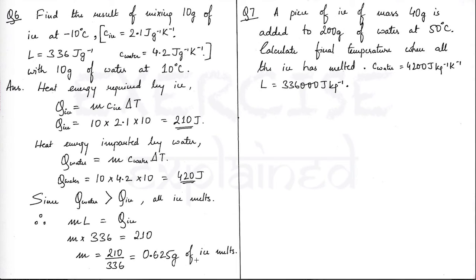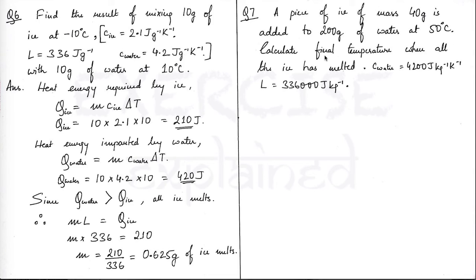Coming to question number 7, calorimetry exercise 11B, ICSE 10th. A piece of ice of mass 40 grams is added to 200 grams of water at 50 degrees Celsius. So there is water at 50 degrees Celsius in which we add a certain amount of ice. The mass of ice is given as 40 grams. We need to calculate the final temperature when all the ice has melted.